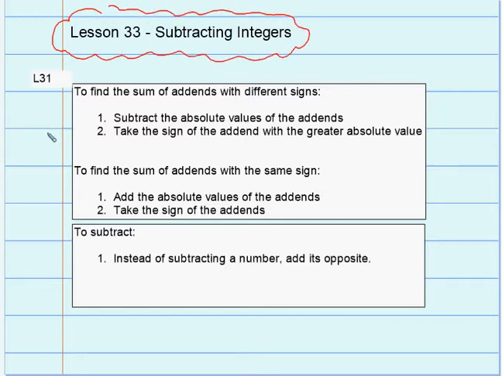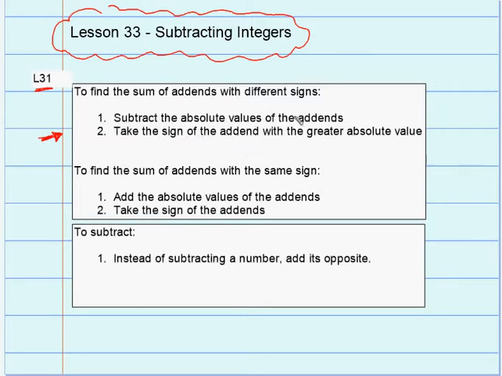Okay, so this box here you do not need to write. This is information that you already have in your notes from lesson 31. But I think it's helpful to review this information because this is how we add integers, and now we're going to talk about subtracting. So remember that when you add integers with different signs, you subtract the absolute values of the addends, and you take the sign of the addend with the greater absolute value.